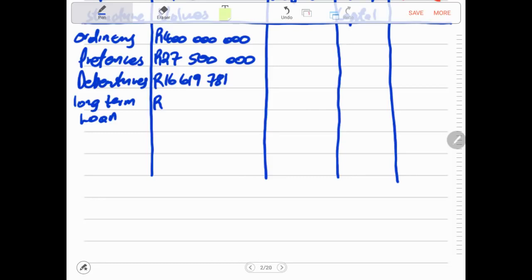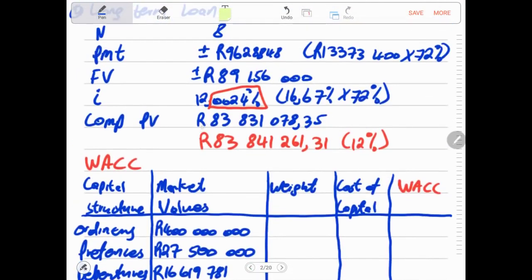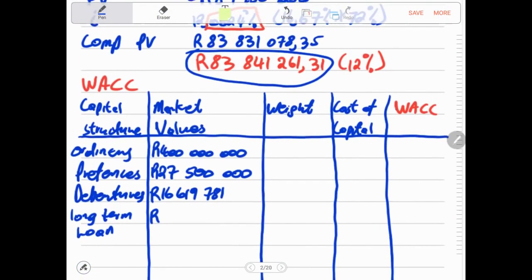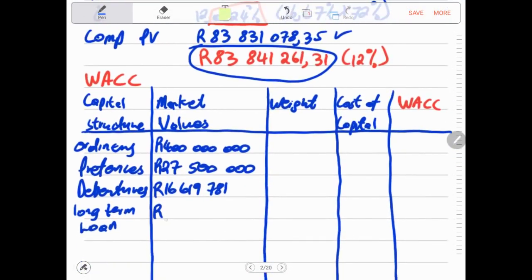Then after we have our long-term loan, which is just here, 83 million, and I prefer to stick with just the 12% without taking into consideration that 0024, because this is just a mere 12%. Now if you took everything, this will be what you will get, but all the answers at the end of the day will be the same. 83,841,261.